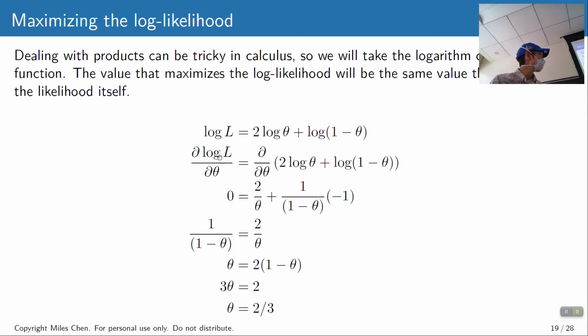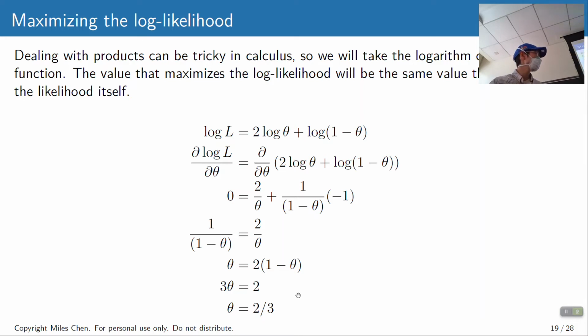Okay, so the derivative of this function: the derivative of 2 log theta is 2 over theta. The derivative of log(1 minus theta) is 1 divided by (1 minus theta) times negative 1. Then we set this equal to 0 and solve for theta. This is multiplied by negative 1, so I add that over there. I multiply this by theta, multiply this by (1 minus theta), and gather the thetas together. I get 3 theta equals 2, and theta is equal to 2/3.